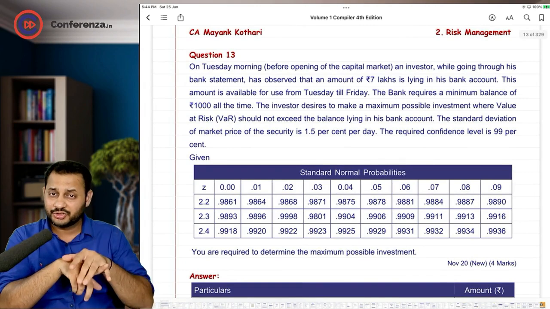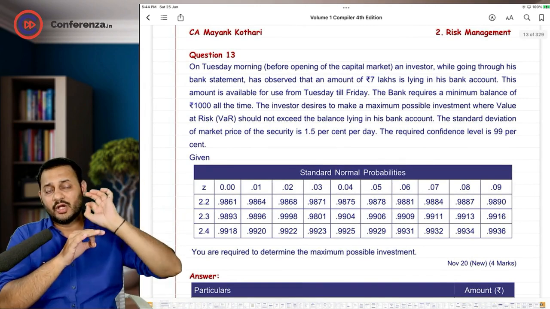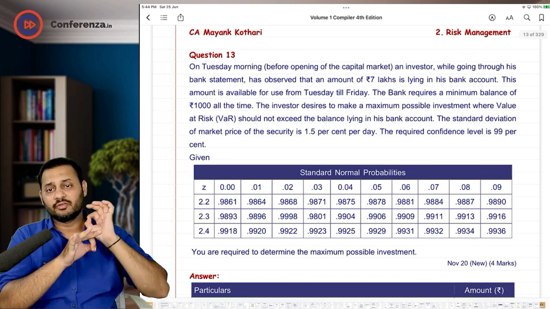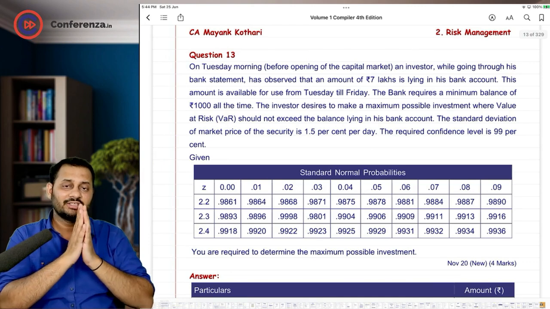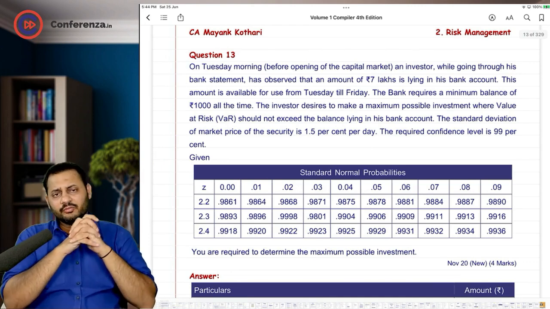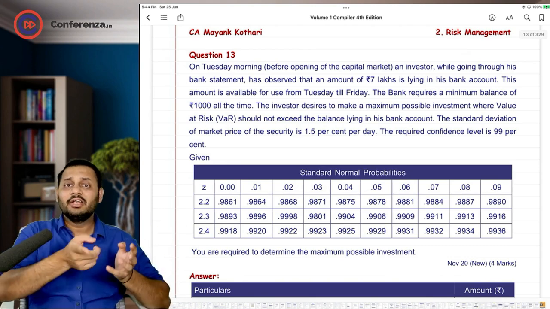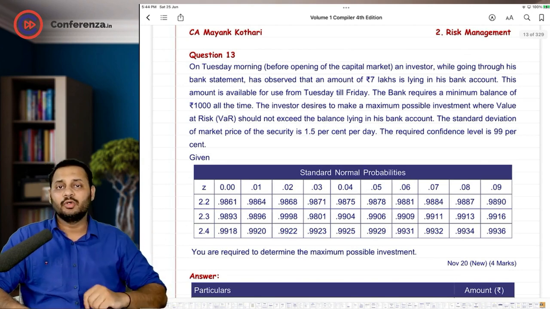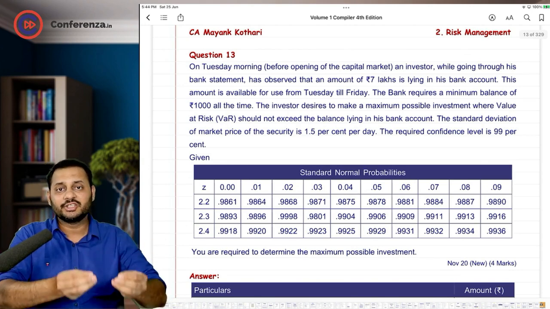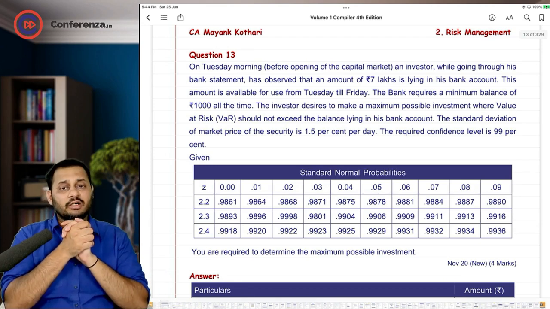This is the last question of your entire chapter, and then we will shift to the next chapter. But if you have really understood the concept of VAR, you will be able to solve this question, because this question is a little difficult compared to the rest. Let me explain. In this question, VAR will be given to you and you will have to calculate the investment value, that is, how much you should invest in order to arrive at that VAR. So let's solve this question.